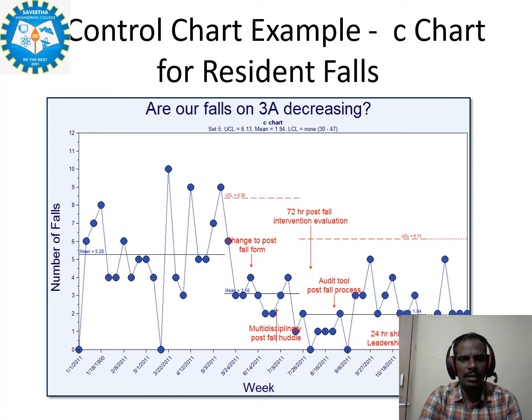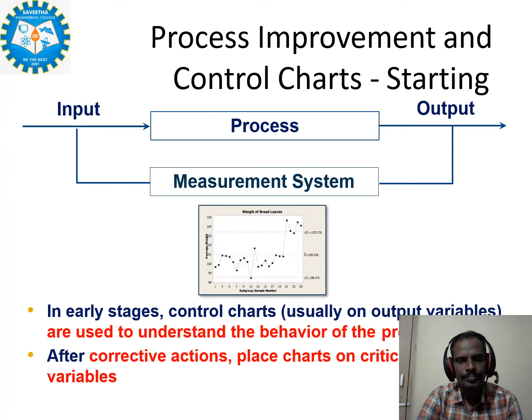This graph shows the C chart for a residential fault. Sometimes, from start to end, there will be huge variations between the limits. Most of the values are coming to the upper limit, or most of the values are coming to the lower limit. Those values are indicated here, and the process does not reach the specification limit.